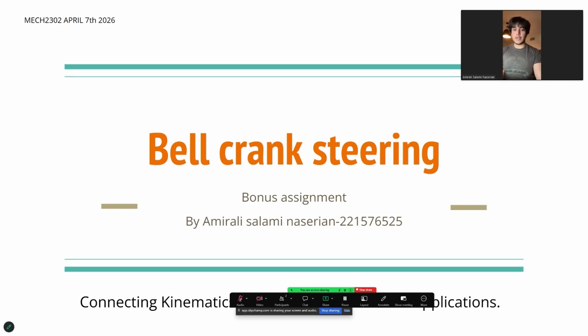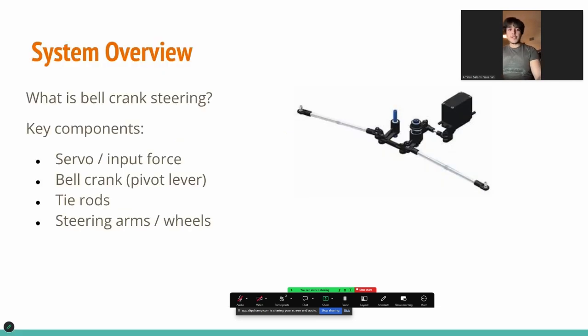I'm Salami Naserian, and today I will be talking about the bell crank system and how it relates with all of our dynamics lectures. First, let's talk about a system overview. This system, the bell crank system, uses a servo motor which is connected to a lever arm, which drives the bell crank mechanism to convert rotational motion into lateral steering motion. The bell crank acts as a force and direction transformer.